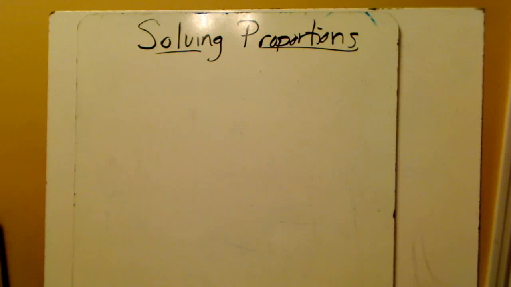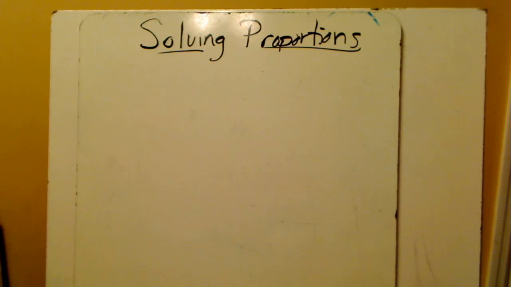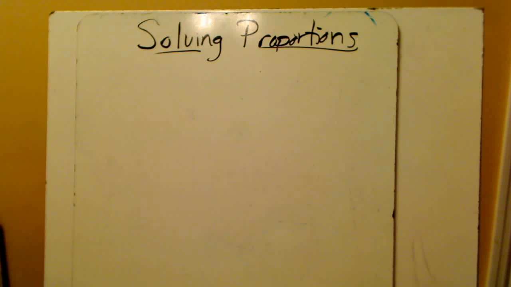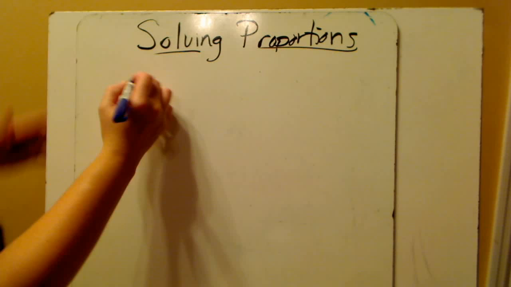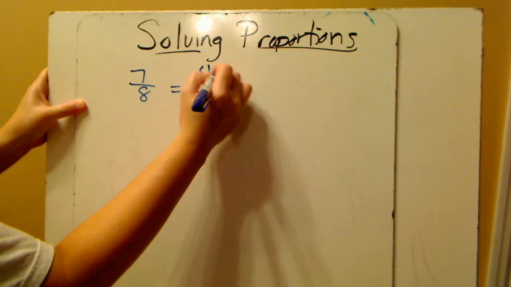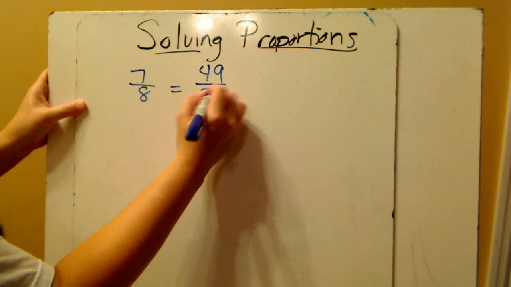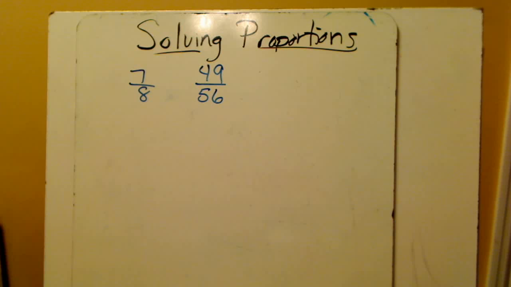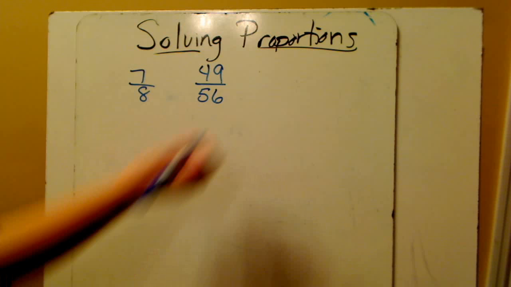Recall that proportions are two equal ratios. Ratios are just fractions, numbers represented as parts to whole. So here are the two ratios. We have 7/8 and 49/56. In this case, one of the easiest ways to do this is to simplify the fraction.